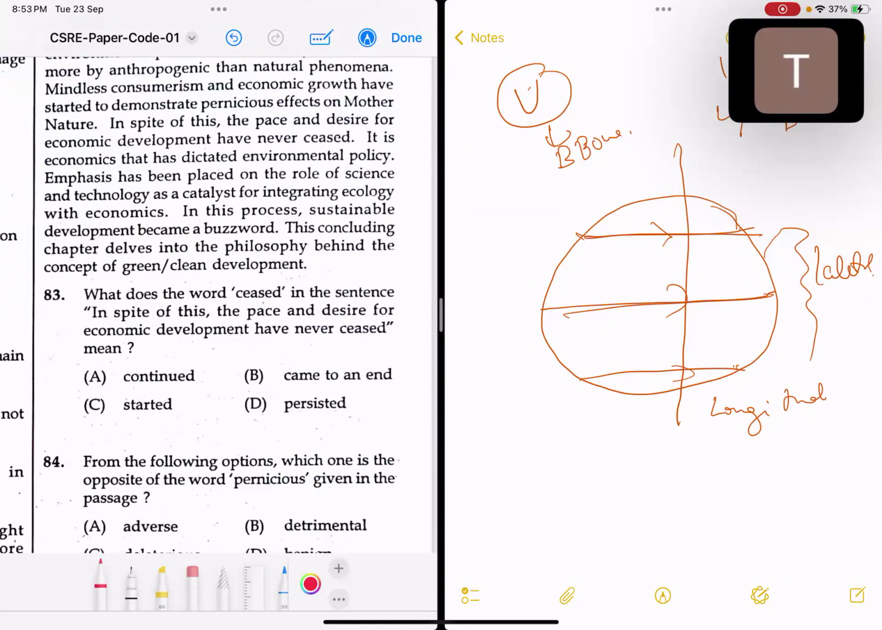In spite of this, the pace and desire for economic development has never ceased. So when we say cease, it simply means to come to an end, right? It's a literal meaning. So the correct option is B.